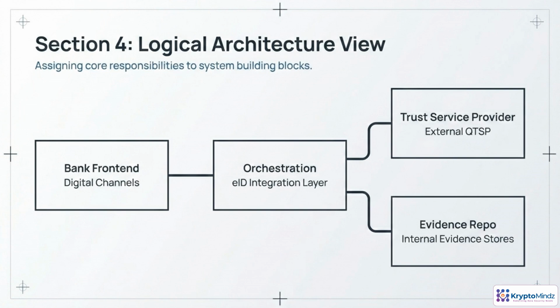Next, we separate concerns into 4 logical building blocks. Digital channels handle user interaction, onboarding flows, and basic customer data. The orchestration layer coordinates identity proofing, talks to external eID providers, and routes decisions. The trust service provider executes qualified signatures and manages certificates. Finally, evidence and audit components capture logs, evidence records, and reports. Together, these clear responsibilities and interfaces make it easier to design for consistent eIDAS compliance.